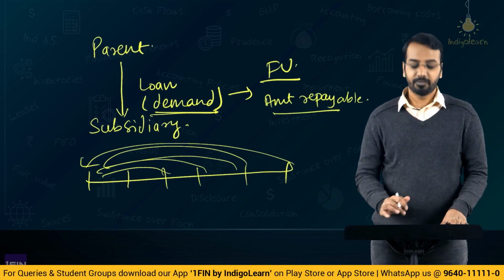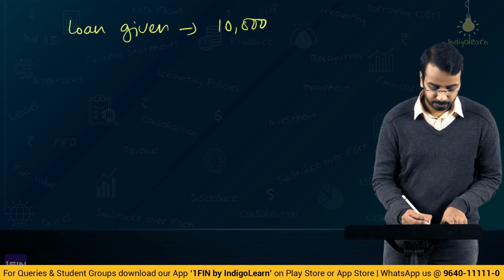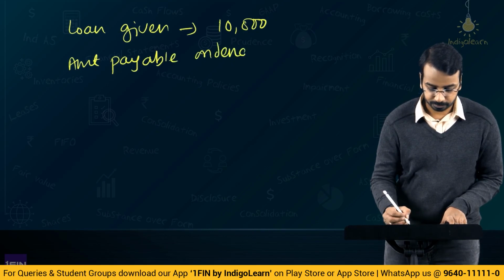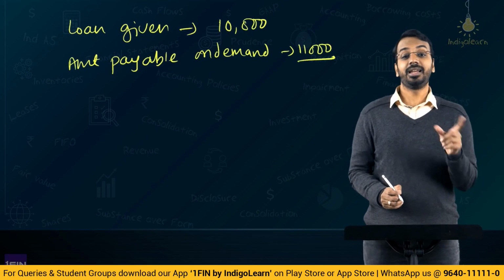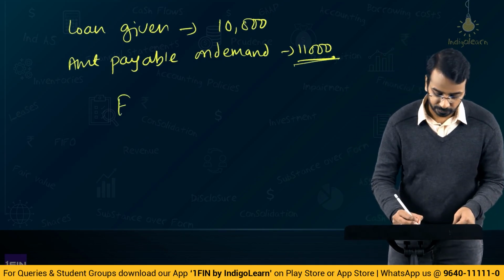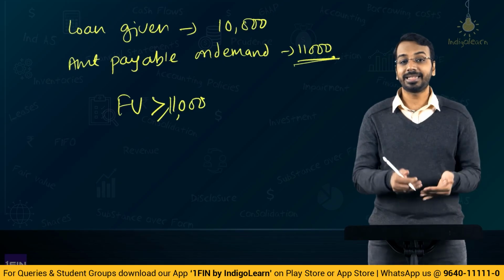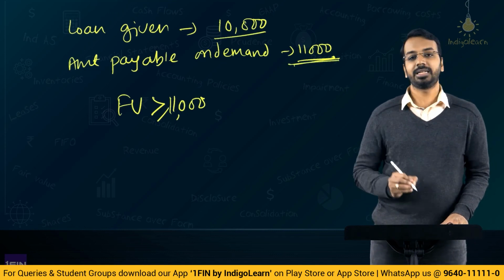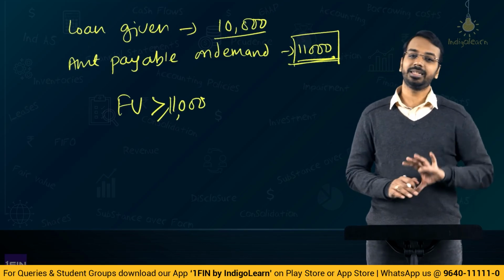repayable. For example, let us say the loan given is 10,000 and the amount payable on demand is 11,000. Means what? Even if the next day the lender comes and asks, you have to pay 11,000. So the standard says fair value has to be greater than or equal to 11,000. It cannot be less than 11,000, because that is the amount you have to repay whenever there is a demand from the other party. It can be higher than 11,000, but it cannot be less than 11,000, right?